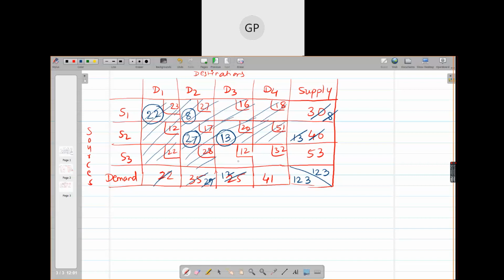Next. S3 D3. 12. So its demand is 41, and you are left with 41 and the demand is also 41. So here you have to give 41. Clear? Yes, ma'am.